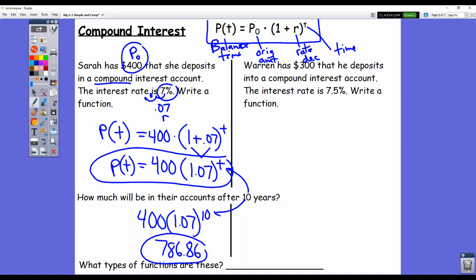So just by leaving your money in the bank for 10 years, that $400 became $786.86. What type of function is this? Well, because we have an exponent, this is an exponential function. And that's what we're talking about in this chapter, exponential functions.